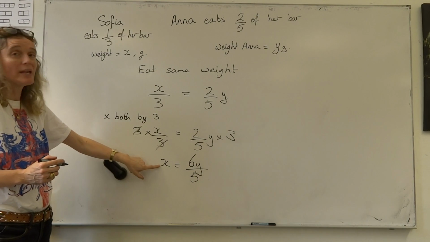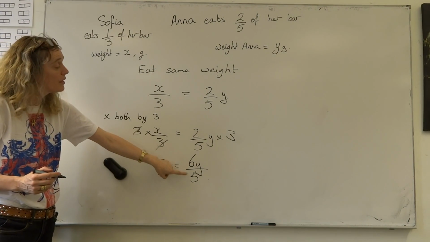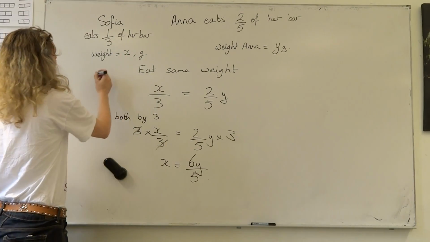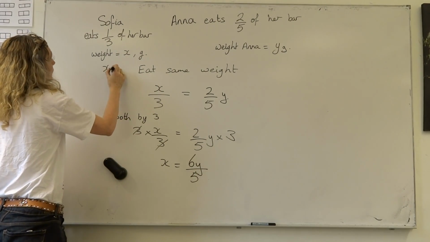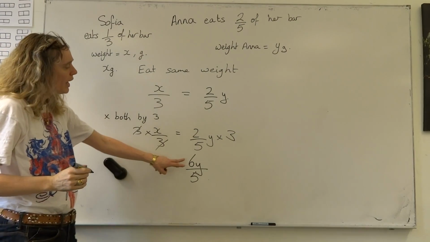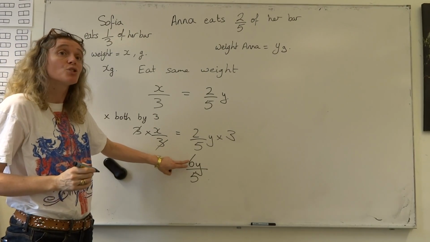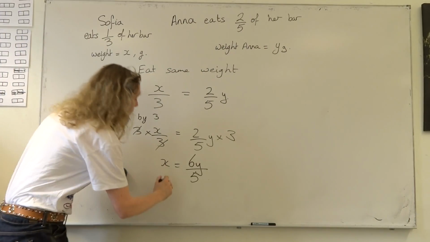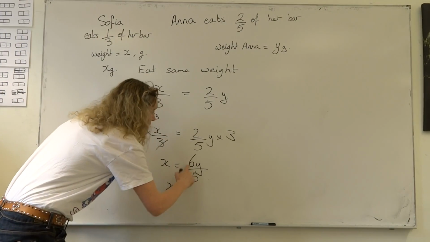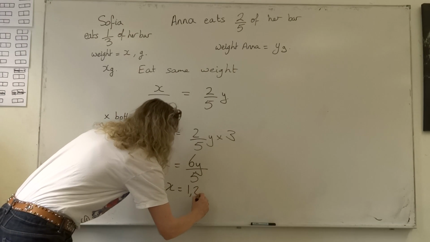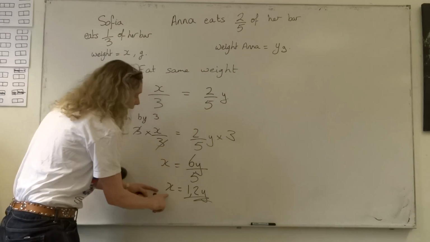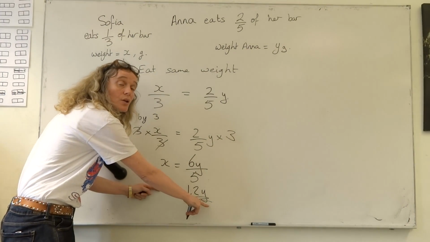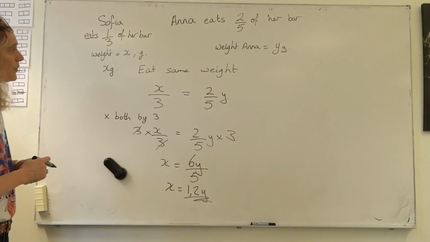So what do we know about her bar of chocolate? Sophia's bar is X, but it's 1.2 lots of Y. So if her bar is X grams, it's 1.2 times, or 20% larger than Anna's bar. So now we know that X is 6 divided by 5, which is 1.2 lots of Y. X is 1.2 times larger than what Y is. So that's one way of doing it.